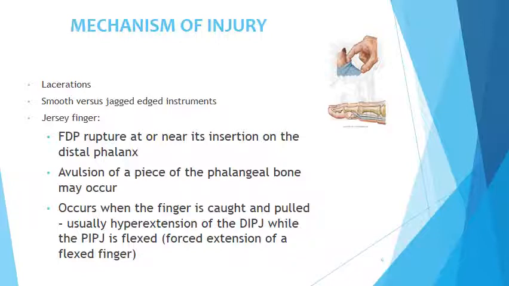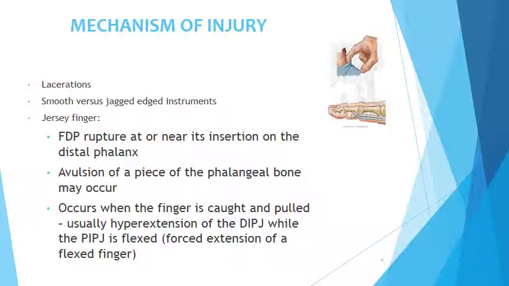It can be an avulsion of a piece of the phalangeal bone, and it occurs when the finger is caught and pulled, usually in a bit of hyperextension of the DIP joint while the PIP joint is flexed, so a forced extension of the flexed finger occurs.